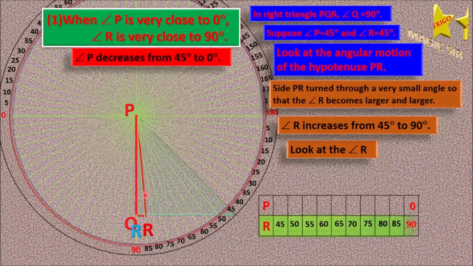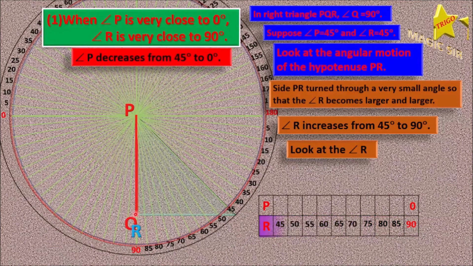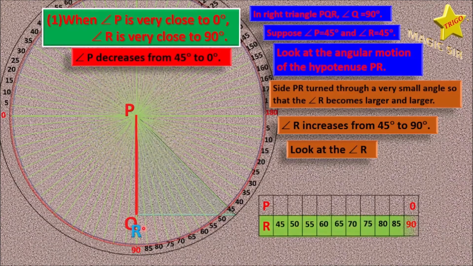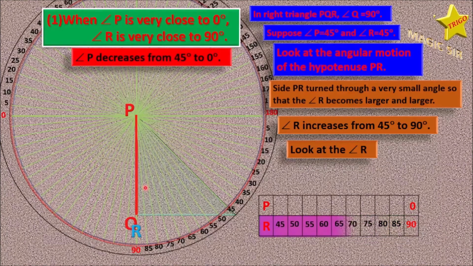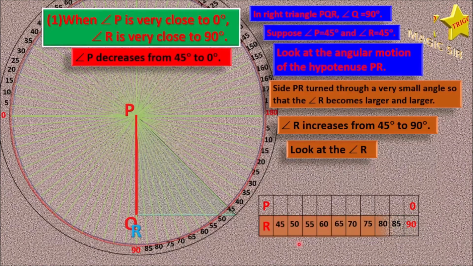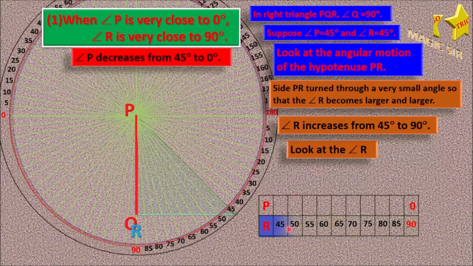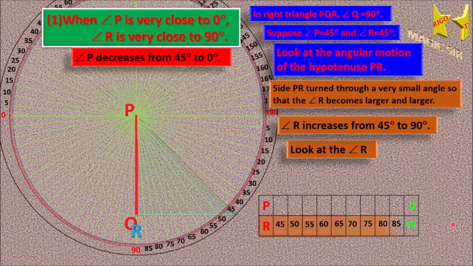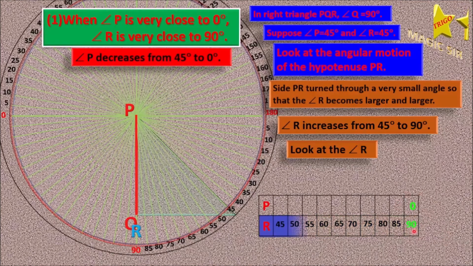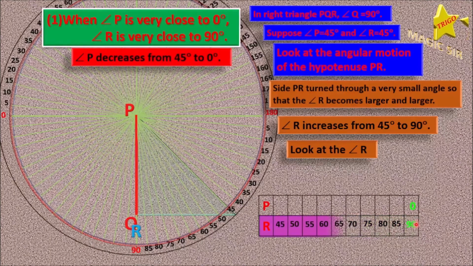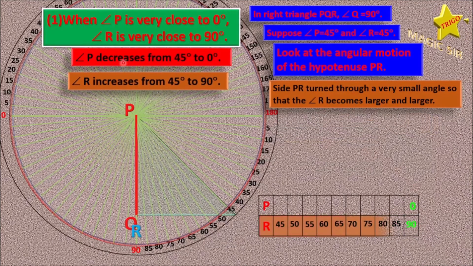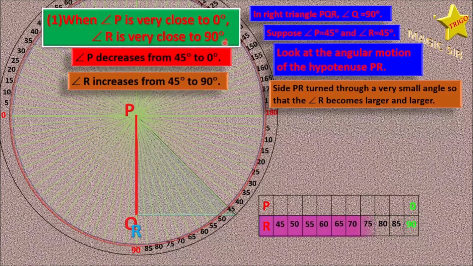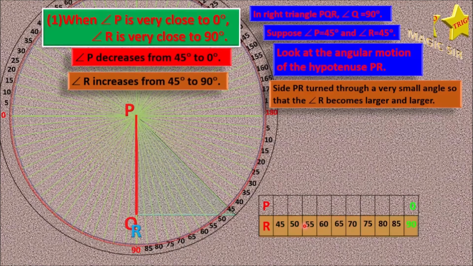Now see the animation. Angle R is 85 degree, 86, 87, 88, 89 and 90 degree. Hence, when R is equal to 90 degree, the angle R coincide with angle Q and side PQ coincide with hypotenuse PR. We know that there is no possibility of 90-degree angle in right triangle. So we take angle R is not equal to 90 degree, but angle R is very close to 90 degree.